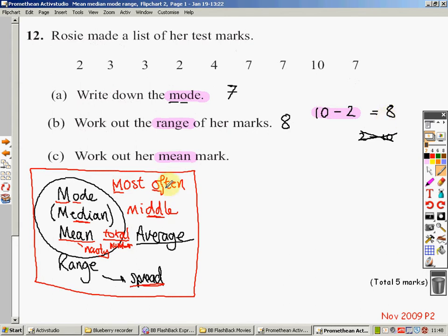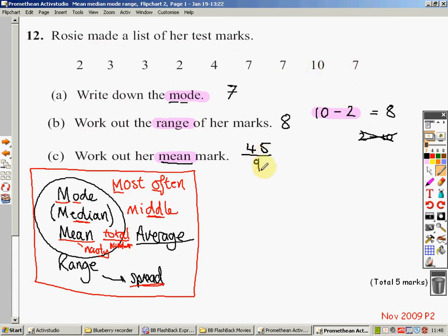Okay, the mean mark. Mean and nasty. Got to work it out. There we go. 2 add 3 is 5, 8, 10, 14, 21, 28, 38, 45. So I know the total is 45. Always worth writing out the calculation because you may get a method mark there. I'm hoping there are 9 numbers. 1, 2, 3, 4, 5, 6, 7, 8, 9. Yes.